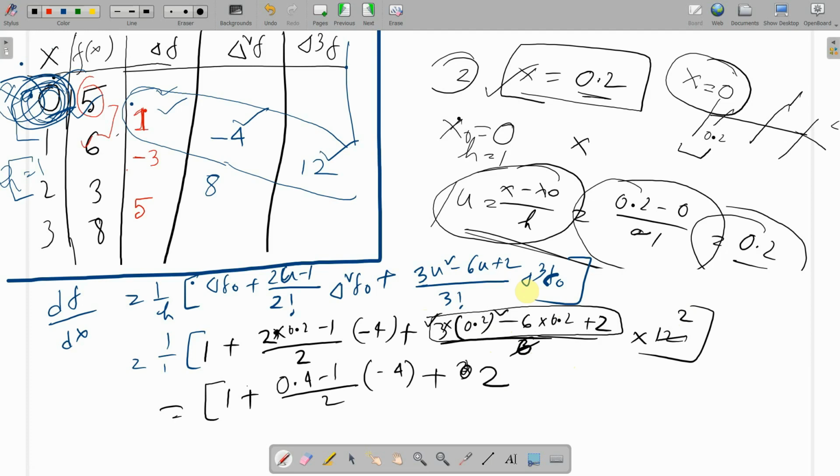0.2 into 0.2 into 3 is 0.12, minus 6 into 0.2, minus 1.08, plus 2. 0.92 is coming, right? Into 2, 1.84 is coming. How did this become 2? Who was telling me? So it is coming around 1.84.